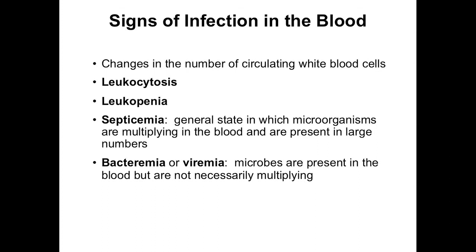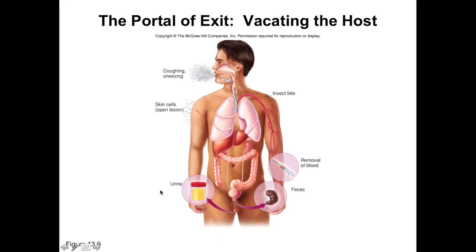So septicemia, this is a general state where microorganisms are multiplying in the blood and are present in large numbers. So septicemia is where you actually have microorganisms in the blood and they're multiplying. So this is very severe. If you have microorganisms multiplying in the blood, you are in serious trouble. And that is because they can pretty much get as much nutrients as they want from the blood, and it allows them to travel throughout the body fairly easily. Bacteremia or viremia, so these are microbes that are present in the blood but are not necessarily multiplying, so it's kind of a transitional state. Septicemia is much more severe than bacteremia.